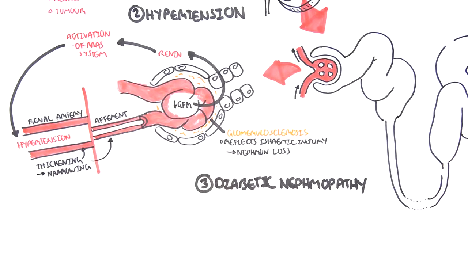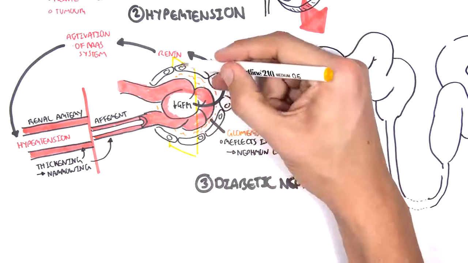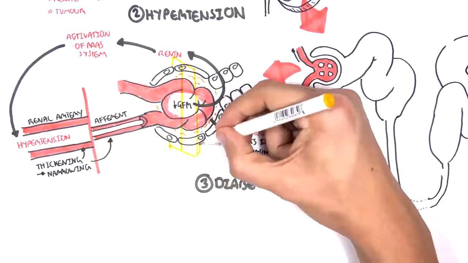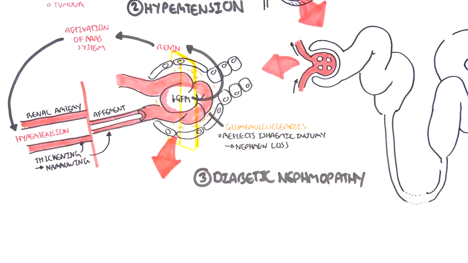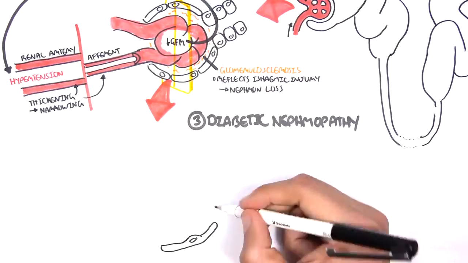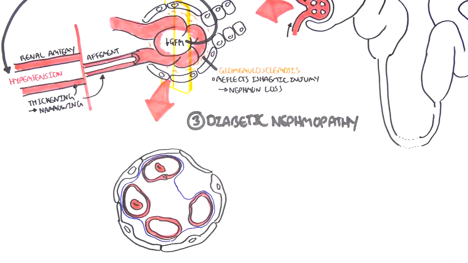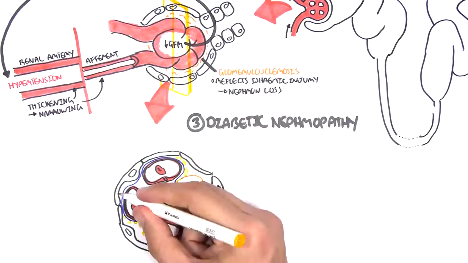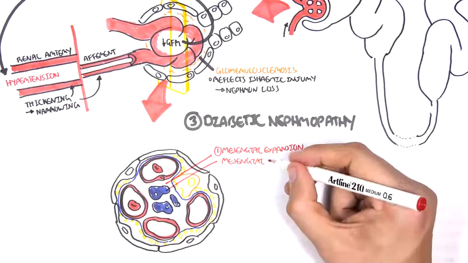Next, let us look at the most common cause of chronic kidney failure, which is diabetes. A massive complication in diabetes is diabetic nephropathy, which eventually will lead to chronic kidney failure. To learn about diabetic nephropathy, let us cut a section of the Bowman's capsule and the glomerulus and see what changes occur. The four main changes we see in diabetic nephropathy are mesangial expansion and proliferation.